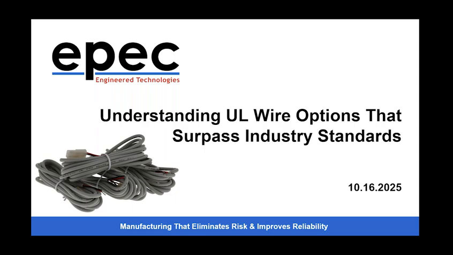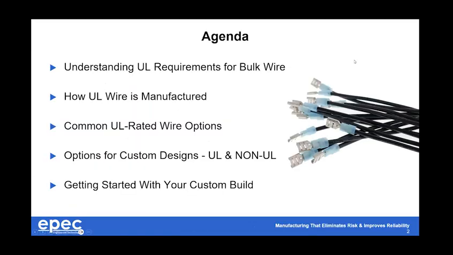Today, we'll be talking a bit about UL wire and how our options either meet or surpass industry standards. Jumping right into this, we'll be discussing the specific UL requirements for bulk wire and how they apply to the manufacturing, the design, and eventually the certification of this wire. We'll be diving into the details of how this wire is manufactured. We'll also be discussing various options that we have for the UL rated wire that we can produce.